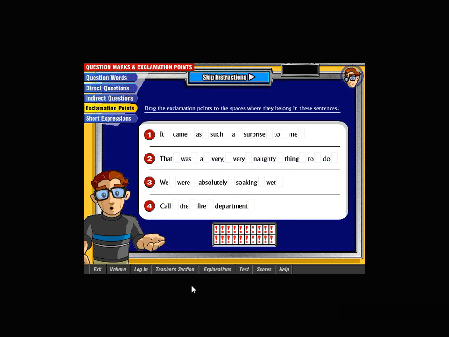OK, to see if you understand how and why you use exclamation points, try this. Drag the exclamation points to the correct places in whichever sentences you think need them. When you've finished, click Done.